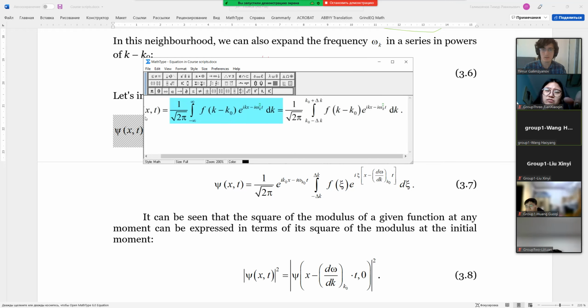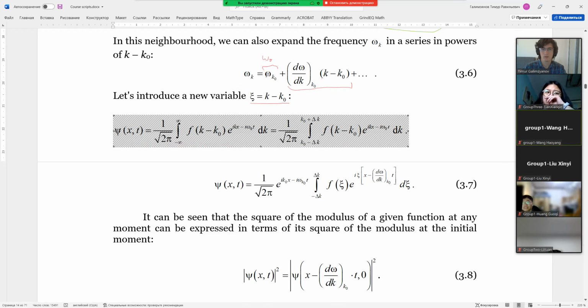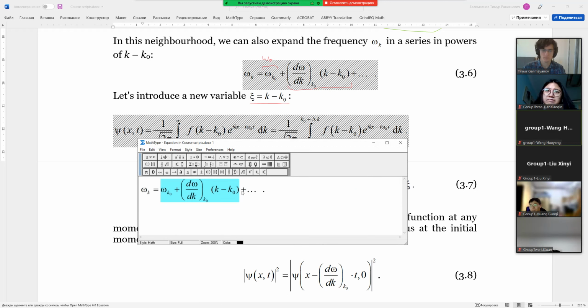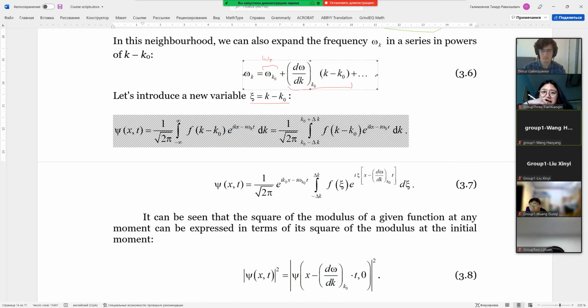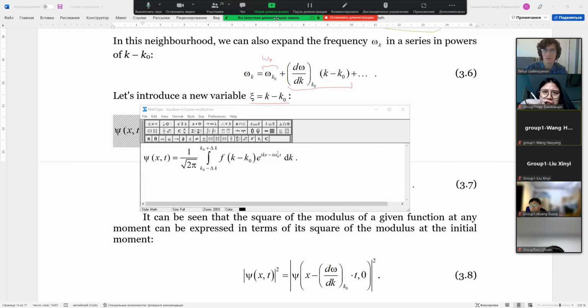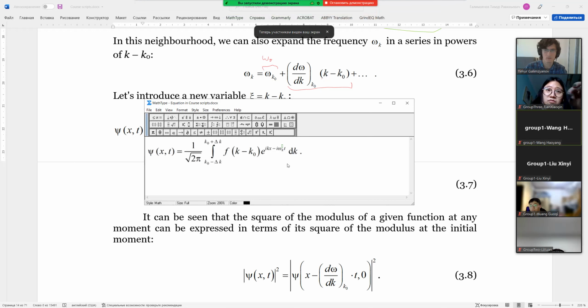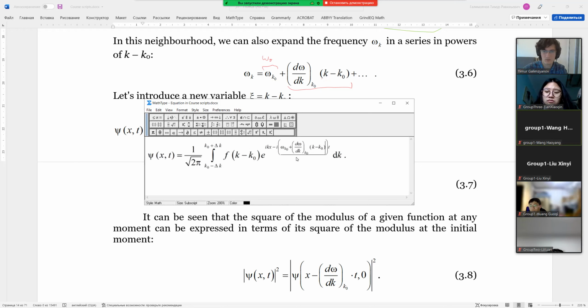So we have this equation, and so what we do... Do you see? You should see this window. Give me a second, I change. Yeah, you should see this window. I think so.